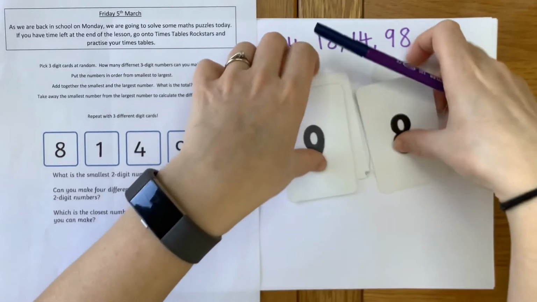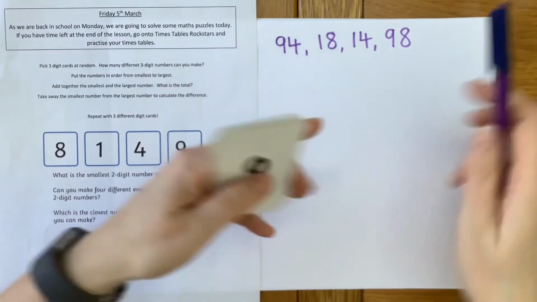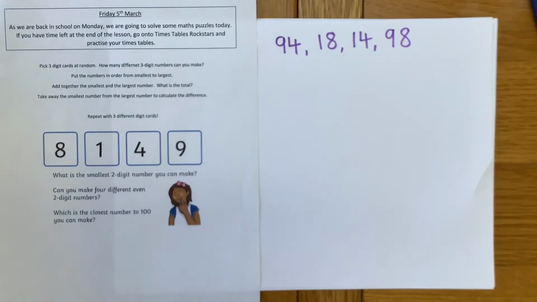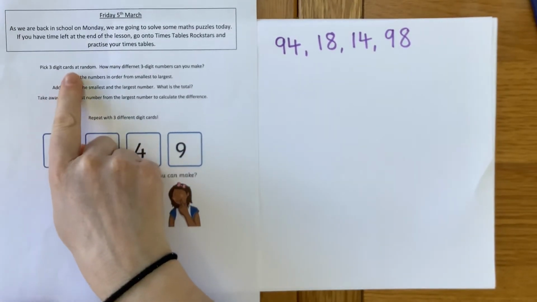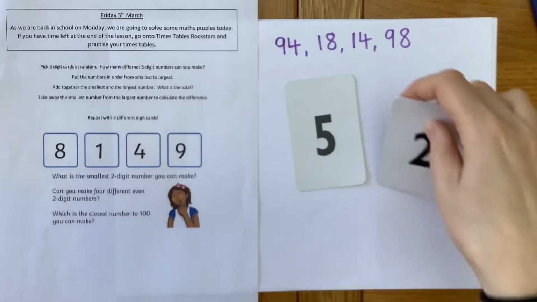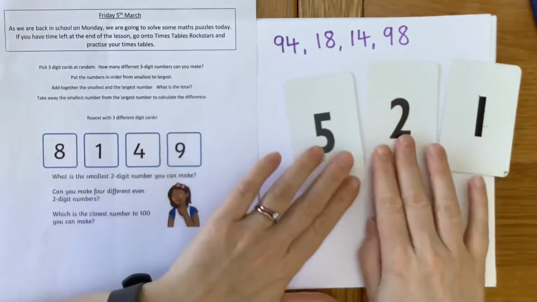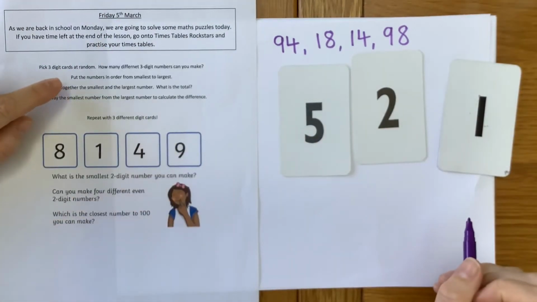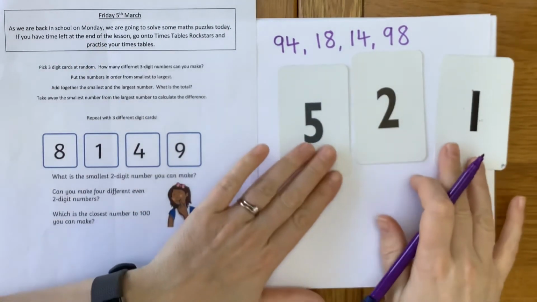Okay, the next challenge is really for you to have a go at on your own, but I'm going to do one example for you. So pick 3-digit cards at random. Okay, so I'm going to pick 3 at random. I've got 5, 2 and 1. How many different 3-digit numbers can you make?